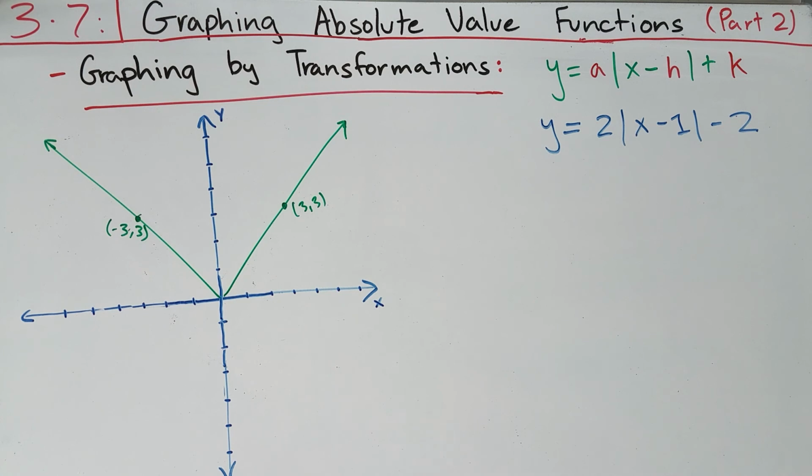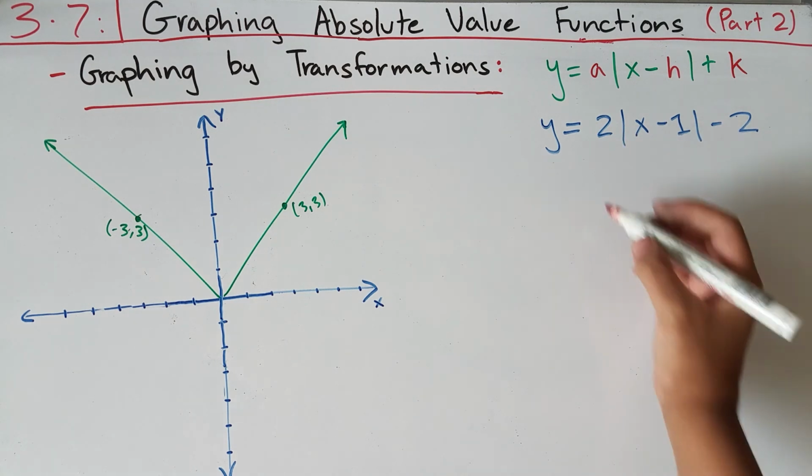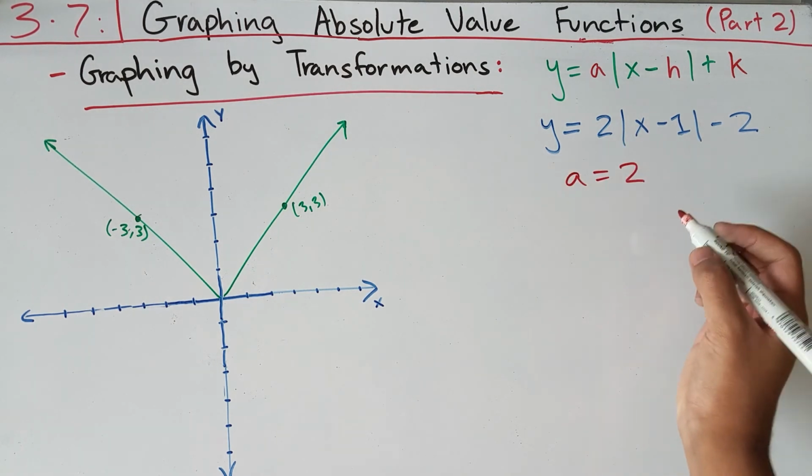So now let's look at this second example of an absolute value function, which is y equals 2 times the absolute value of x minus 1, close the absolute value, minus 2. So let's analyze what the a, h, and k values of this function are. Straight away, we can see that our a value aligns with that 2 over here, so this tells us that we're stretching this function vertically by a factor of 2.